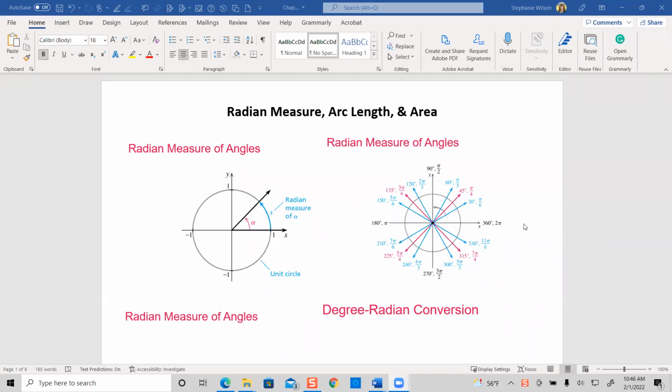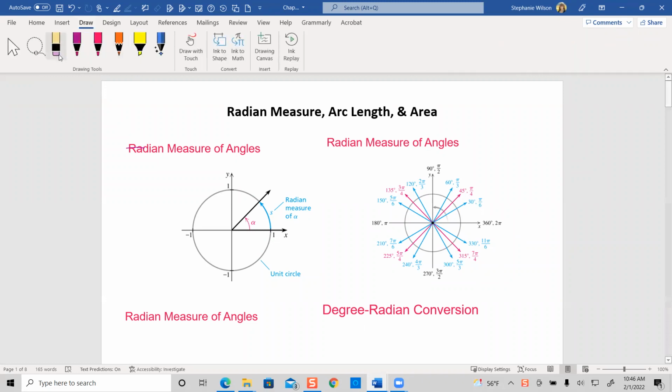Radian measure, arc length, and area. So at the beginning of this, you'll notice that we have some diagrams here of examples of radian measure of angles. Right here, we have our unit circle, and on it, we have our initial ray that has a radian measure, the surface here, see it on the outside. We have the angle in between the two rays, our terminal side. There we go. A radian measure of angles.